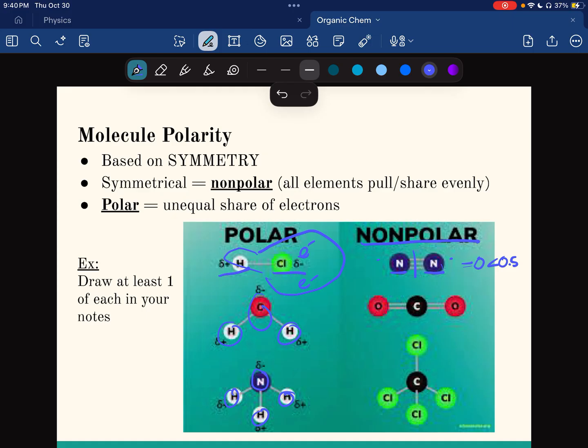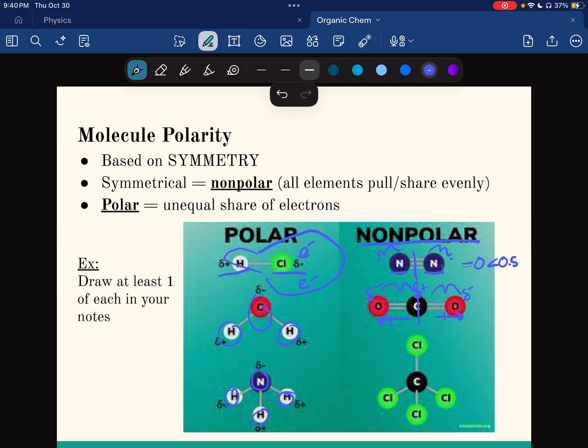And then here, if you look at it, this carbon still has a delta positive and these oxygens still have delta negatives. So the negative character still resides on these oxygens, but because the molecule is symmetrical, you have the same thing happening on each side. It's just like this, it's just with more atoms. So you have the same thing happening on each side, and they are all going to cancel out.